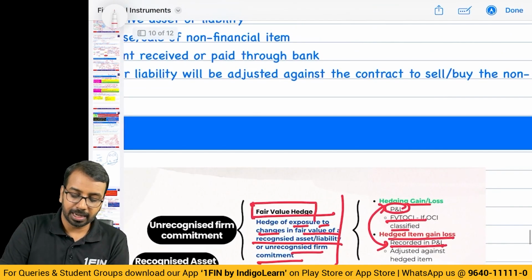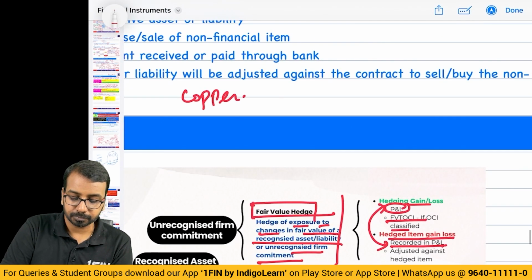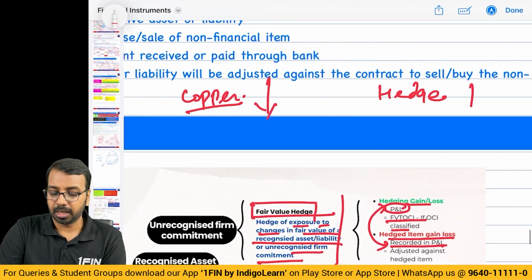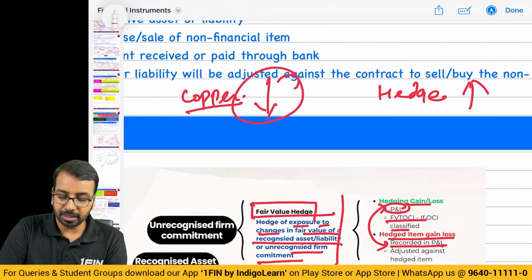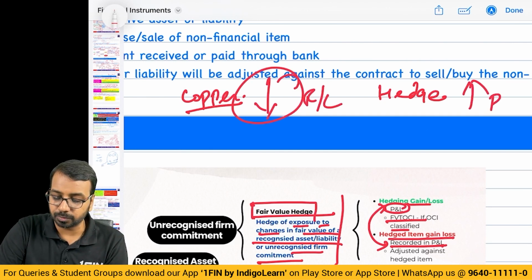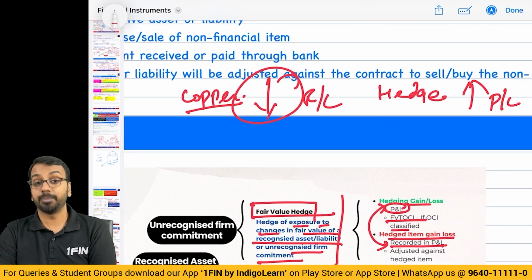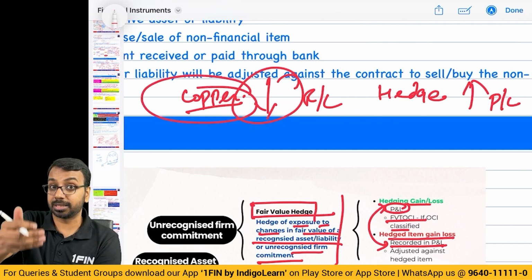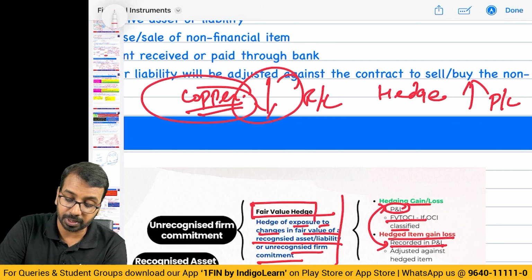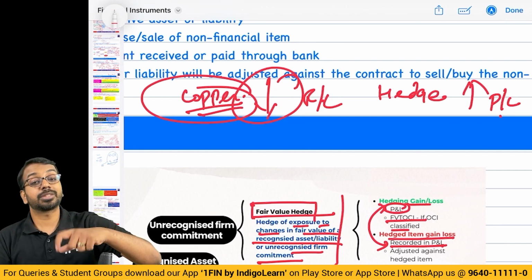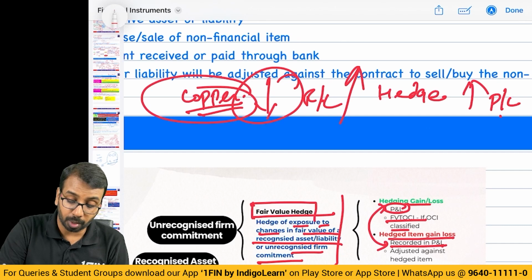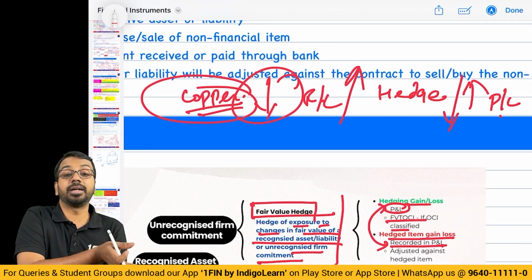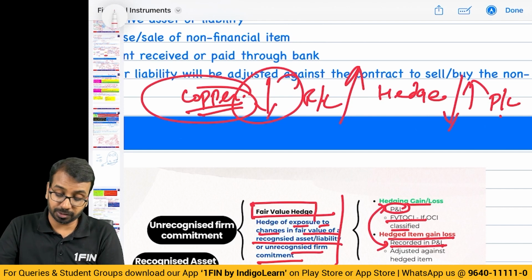Meaning to say, let us say I bought copper. I have taken a hedge. The copper prices fell. In hedging, I will have a gain. So this gain will be recognized in P&L. If it is still lying in inventory, I'll value it, the loss will be recognized in P&L, and the hedge gain will be recognized in P&L. Now, sometimes prices may go up and here I'll have a loss. In that case also, I'll increase the value of my inventory to avoid any accounting mismatch.